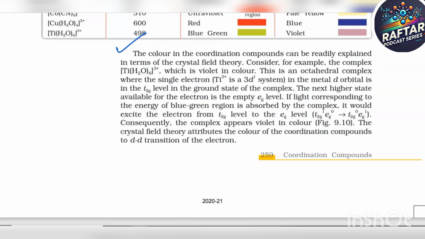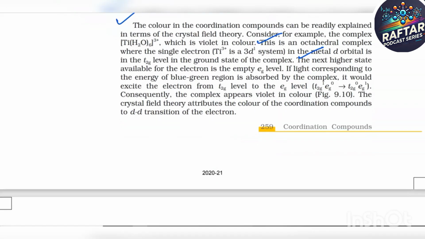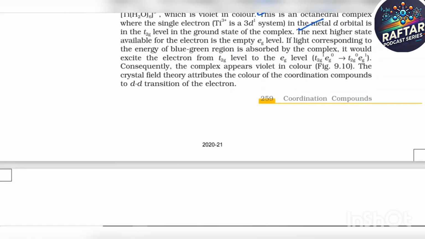Consider, for example, the complex [Ti(H2O)6]3+, which is violet in color. This is an octahedral complex where the single electron of Ti3+ is a 3d1 system, and the metal d electron is in the t2g level in the ground state of the complex. The next higher state available for the electron is the eg level. If light corresponding to the eg energy, in the blue-green region, is absorbed by the complex, it would excite the electron from the t2g level to the eg level, t2g1 eg0 to t2g0 eg1. Consequently, the complex appears violet in color.